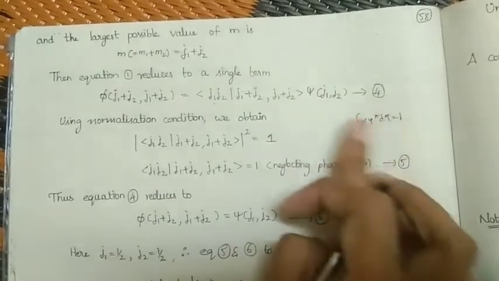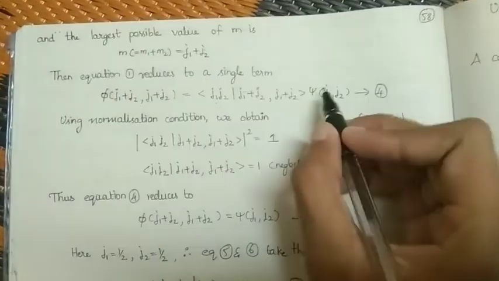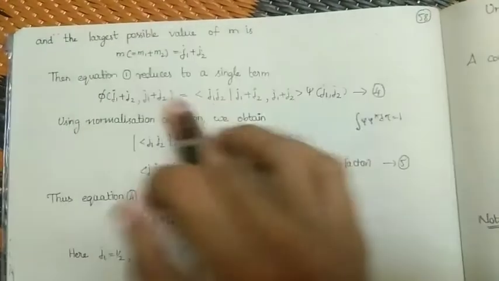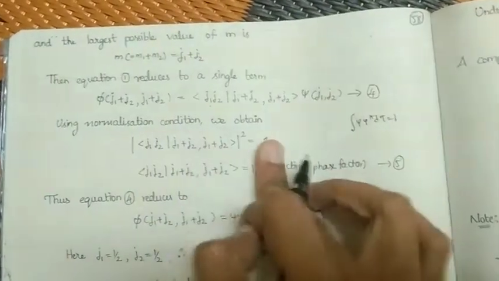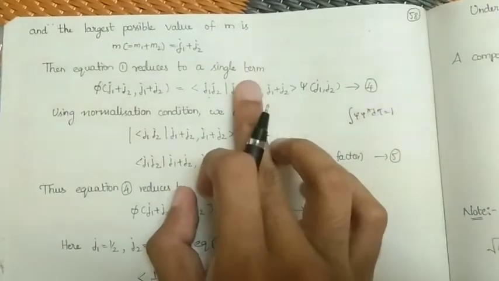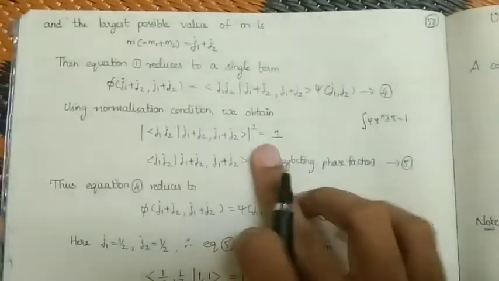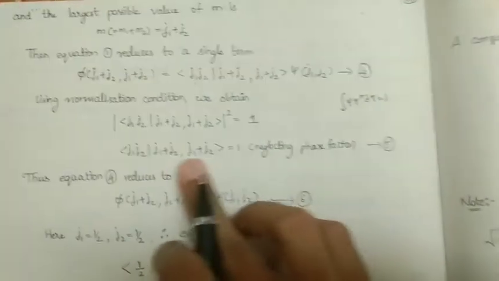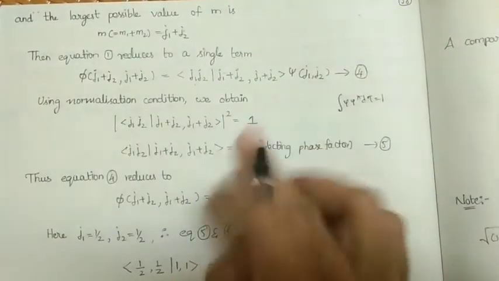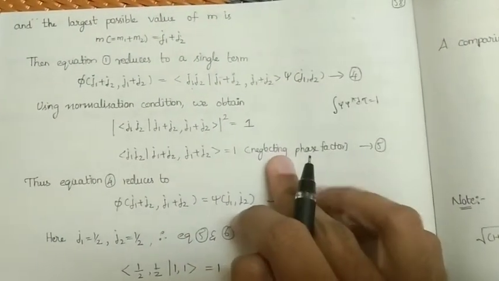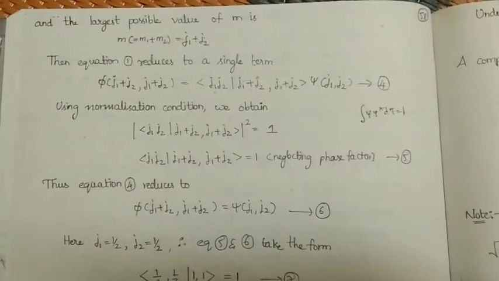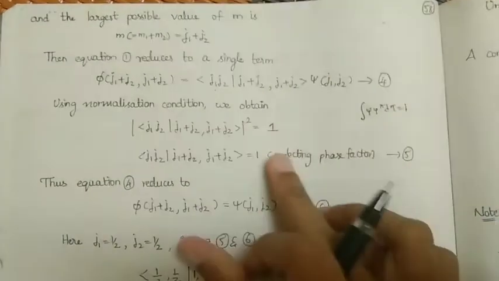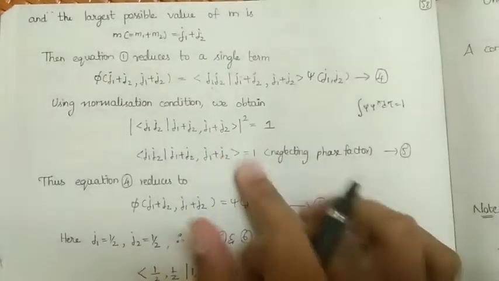Based on applying this condition, xi into xi star d tau is 1, this into this is 1, and only this term would remain. This term multiplied by its conjugate equals 1. And if we send it to that side, we take the square root of 1. If we neglect the phase factor, that is e to the power i theta, this term is equal to 1.